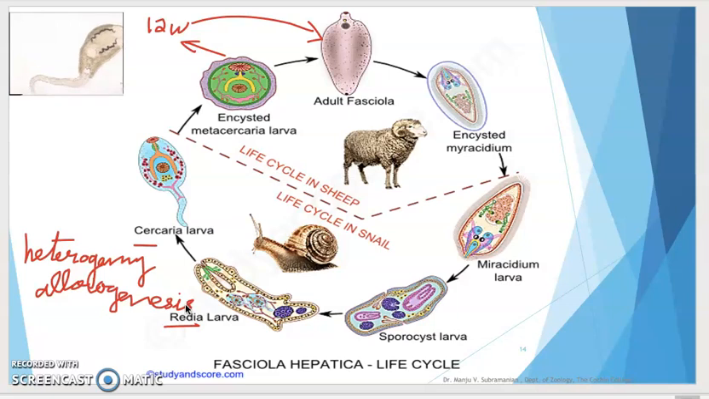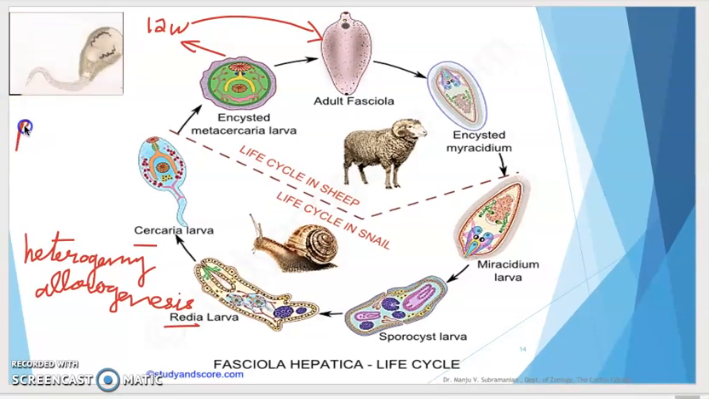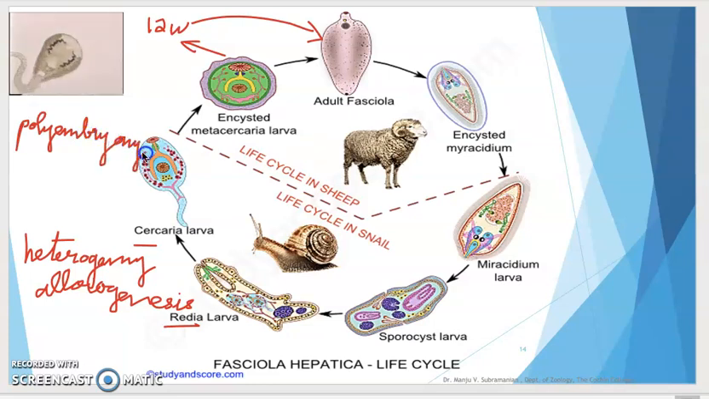And in Fasciola, all the larval stages arise from a single zygote, and this is known as polyembryony.